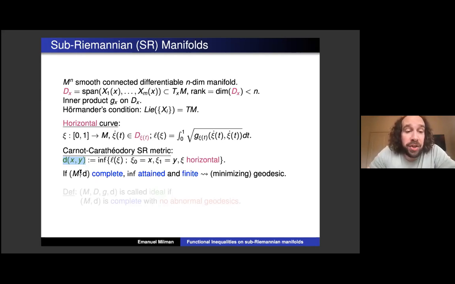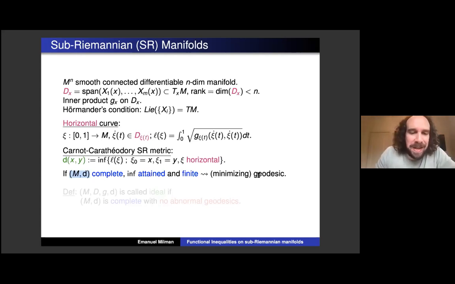Now, it's easy to see that this gives us a metric. If as a metric space this space is complete, then this infimum is always going to be attained. And any horizontal curve on which this minimum is attained is called a distance minimizing geodesic. I'll just say geodesic. Okay, so this is a geodesic for our sub-Riemannian metric structure.